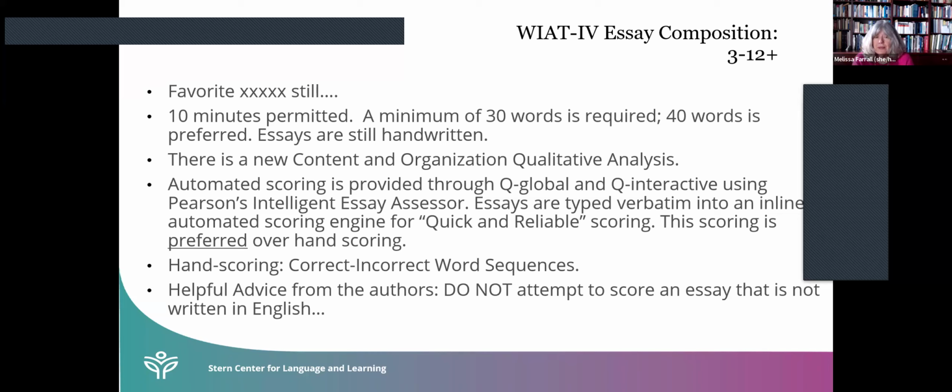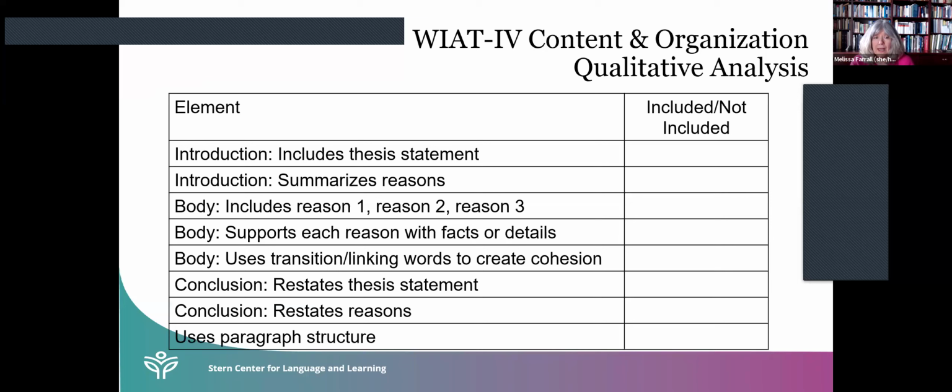So their manual is quite extensive. You can learn a lot by reading it, but there's helpful advice from the authors. It says, do not attempt to score an essay that's not written in English. And that just makes me laugh. So anyway, that's kind of the WIAT. Oh, and this is their qualitative analysis. Because their scoring just goes back to things that are countable, they give us an opportunity to think about it qualitatively, which we might include in a report.